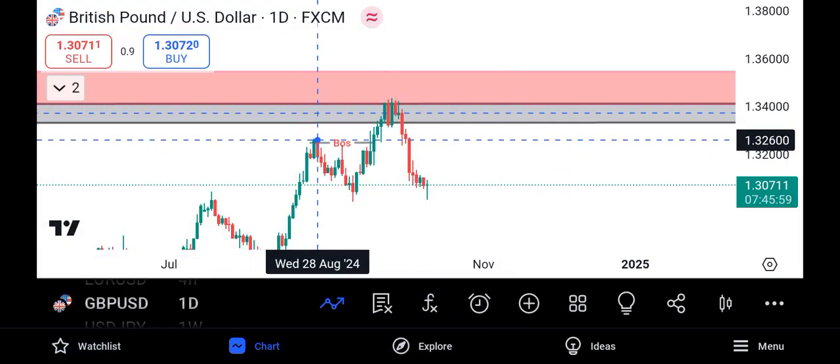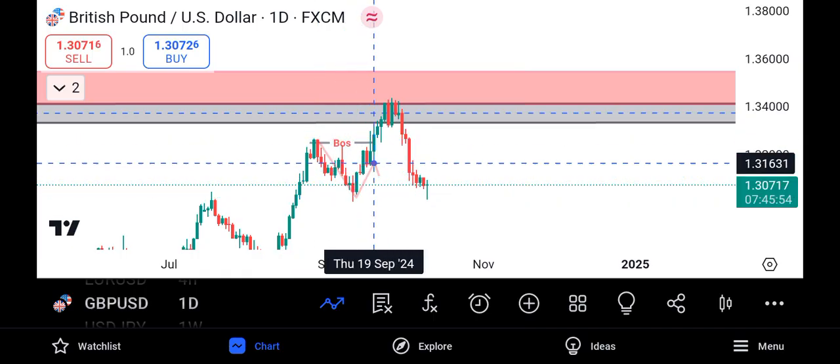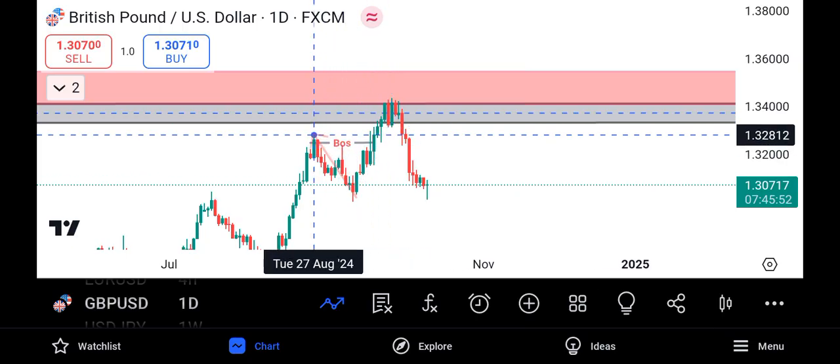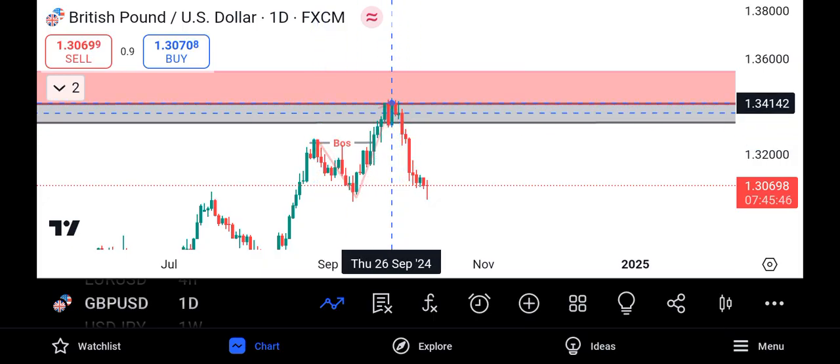Look at what the market did. The market came like this, broke structure, picked out this liquidity above this high, and took me to that institutional reference point.